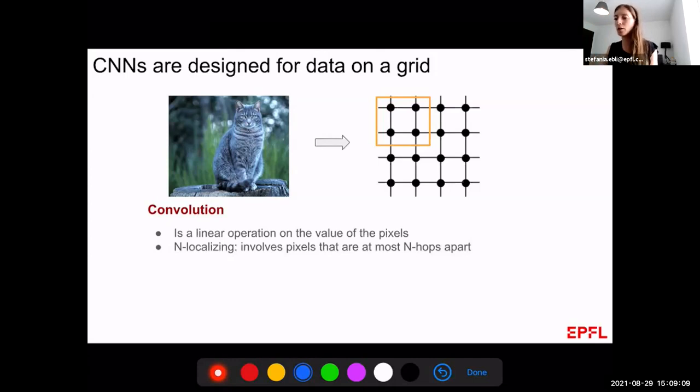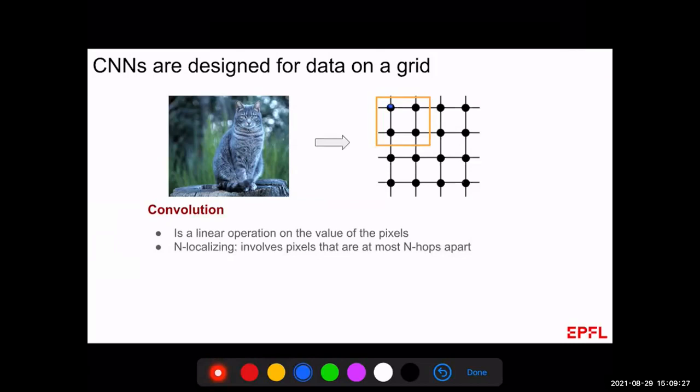And the convolution is a linear operation on the values of the pixels, which is n-localizing. Namely, it involves pixels that are at most n hops apart. In particular, what does it mean? For instance, in this case, if we restrict the convolution to this pixel.